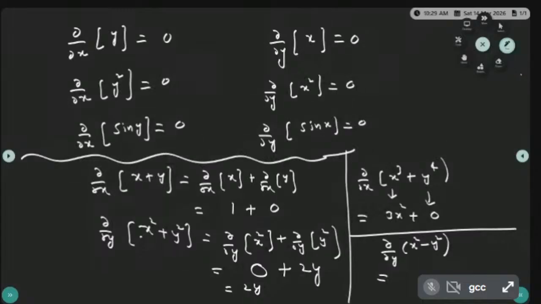May I know the answer for the last question? -2y. Nice. Good. When you are perfect in these simple problems, then the remaining concepts will be easy. Without knowing this concept, if I finish the syllabus, it is a waste of time for you and me also.